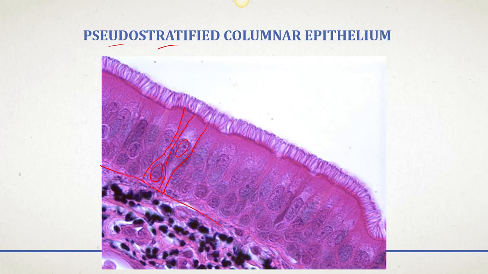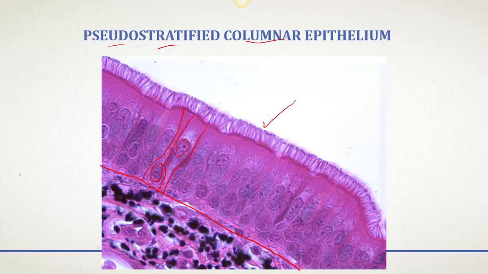Here's the basement membrane or the basal surface. Here's the apical surface. So it's one layer. But because the nuclei are staggered, it appears multiple layers. So for features, that's kind of what you're going to describe. So it appears to be multiple layers, but it's really just one layer of columnar-shaped cells.